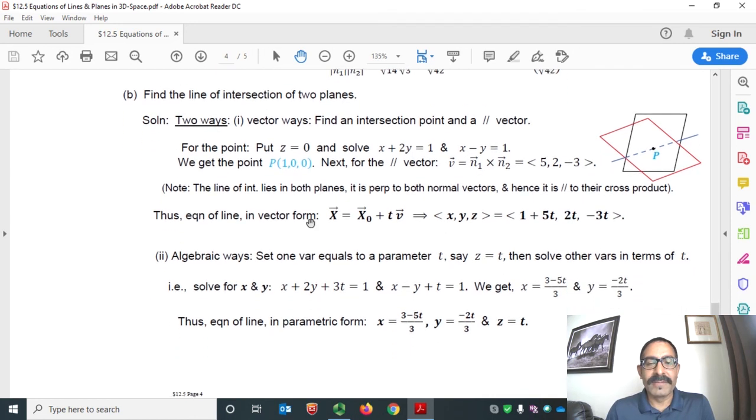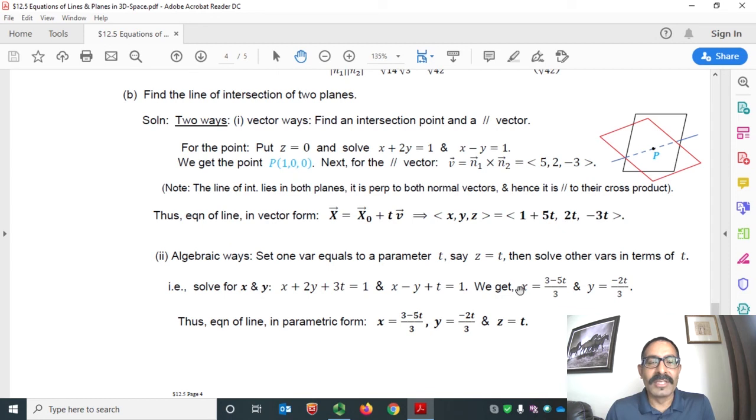Thus, the equation of the line in vector form is, by formula, vector x equals vector x0 plus t times vector v. So (x, y, z) equals (1 plus 5t, 0 plus 2t, 0 minus 3t). We're done.